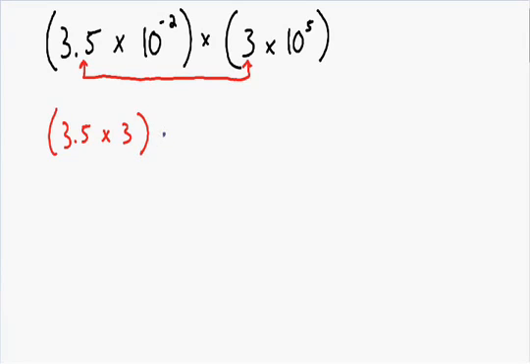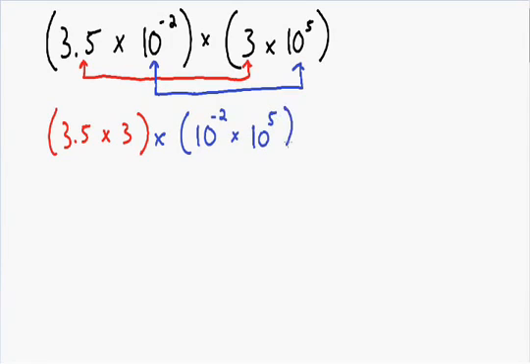And our next step is the same. Now we need to multiply our base 10s. So we have a 10 with an exponent of negative 2, and we need to multiply that with our other 10 with an exponent of 5. So we have 10 to the negative 2 multiplied by 10 to the 5th. Now let's simplify the expression. We have in red 3.5 times 3. 3.5 times 3 is 10.5.